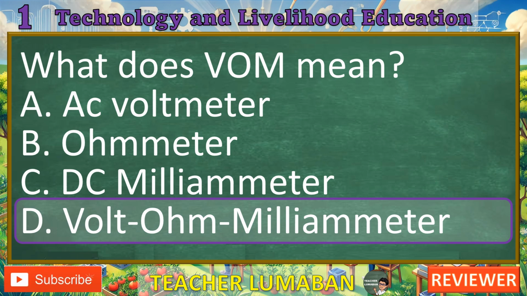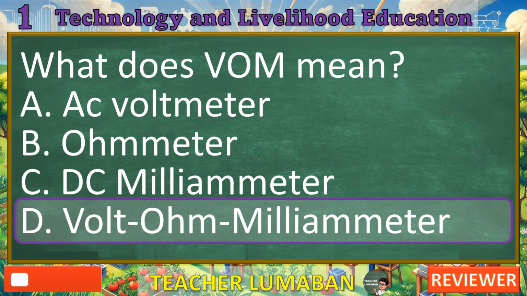A. AC voltmeter. An AC voltmeter measures only AC, alternating current, voltage. It doesn't measure resistance, ohm, or DC current, milliampere. B. Ohmmeter. An ohmmeter measures resistance only, which is measured in ohms. It doesn't measure voltage or current. C. DC milliammeter. A DC milliammeter measures only small DC, direct current, currents in milliamperes. It doesn't measure voltage or resistance.